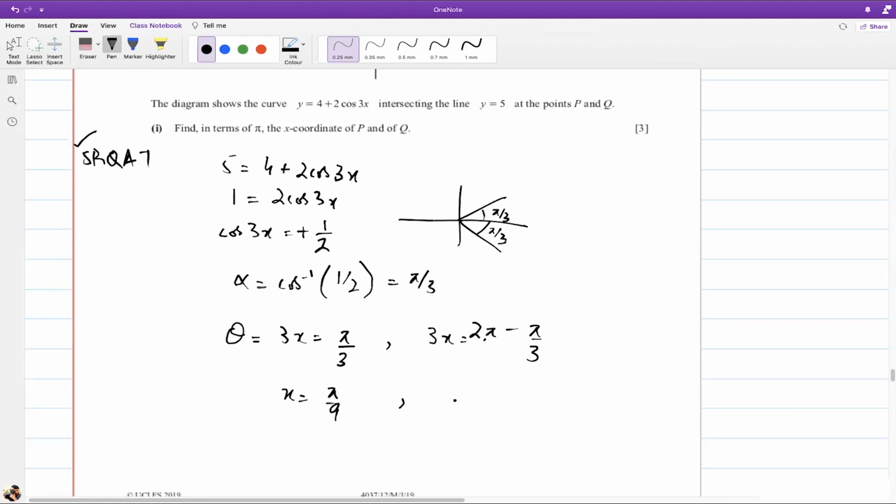Yes? So we're supposed to keep our calculator in degrees, right? Over here. No, radians. In radians. Okay. Yeah. So 5 pi by 3, I think. So 5 pi by 9. Okay.